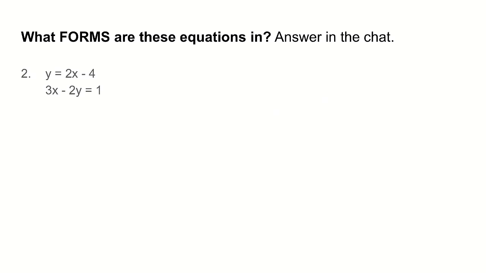If you only know one of them, give me the one. Yeah, the first one is slope-intercept form, which is y equals mx plus b.